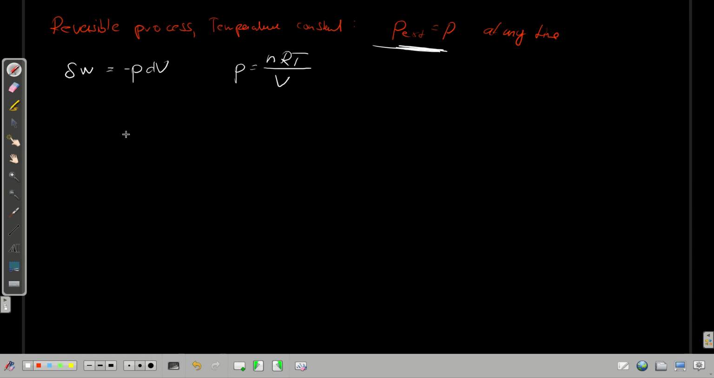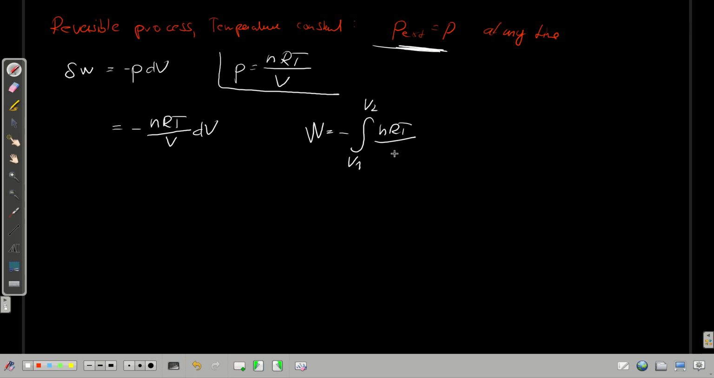And this means now that if we plug in here, it's minus nRT divided by V dV. And if we calculate the total work, this means we can now integrate. Let's say we start at volume 1, end up at volume 2, nRT over V dV. And because our assumption is that the temperature is constant, we can move n, R and T in front of the integral.